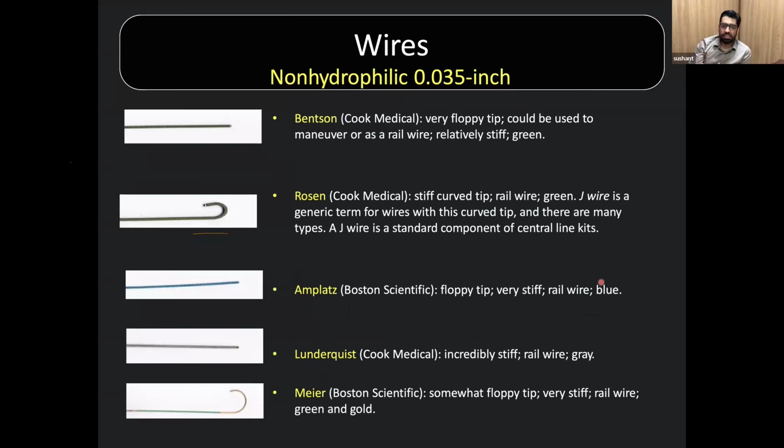Multiple wires are available: Benson wire, Rosen wire, Lunderquist wire. Lunderquist is an incredibly stiff rail wire, which is commonly used in procedures when we are dealing with the larger, very heavy stents, like in the aorta, TEVAR or TAVI. When we want to take very wide bore stents, then the Lunderquist wire is needed to give major support for it.